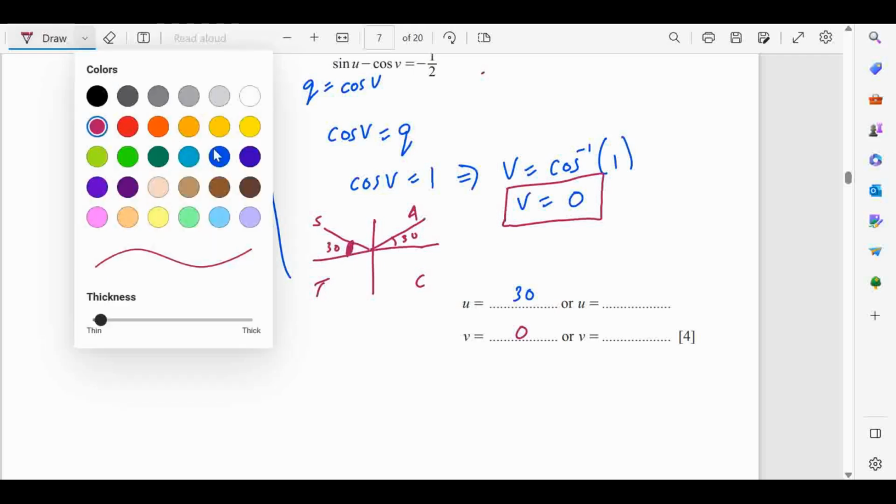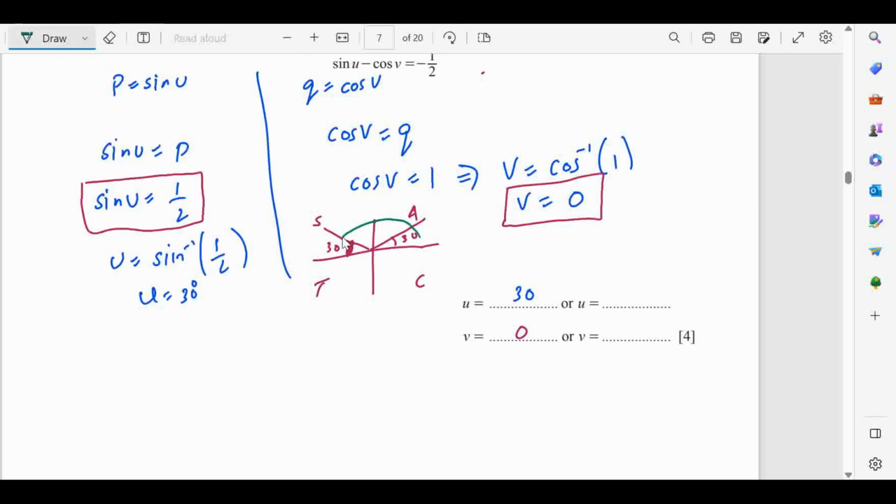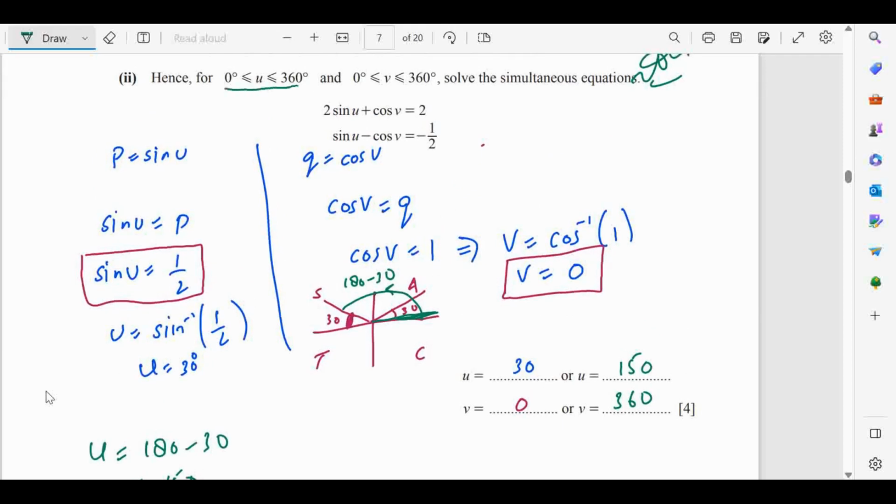So it means that this whole portion, this anti-clockwise angle, will be equal to 180 minus 30. So the other angle will be 180 minus 30, which means 150. So the other value of u will be 150, and similarly the other value of v will be 360, because we know that this line can be represented as 0 degrees as well as 360 degrees. Both of these values are in the given range. 0 is included, 360 degrees is also included. So that is why this will be the final answer.